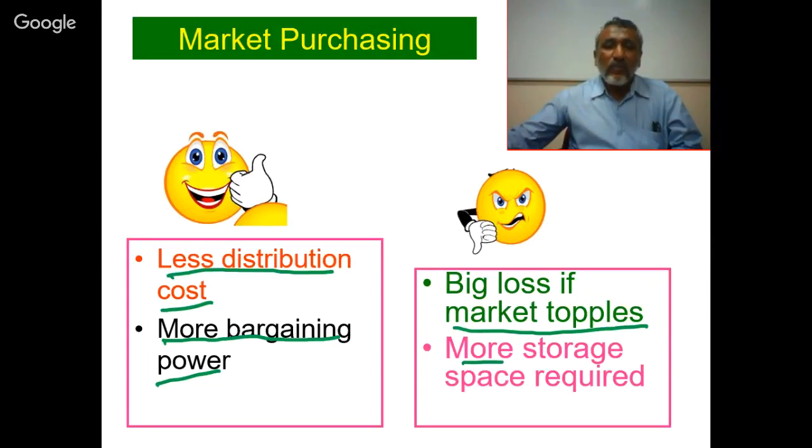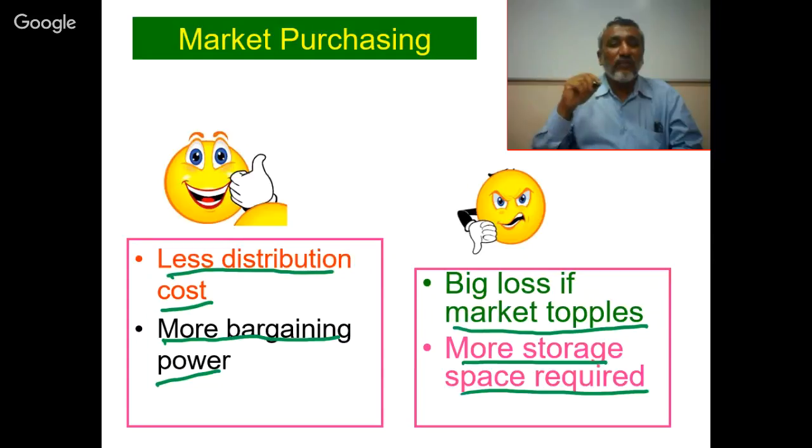Also, we need more storage space and better storage facilities for storing huge quantities of materials. When we buy in huge quantity, there are chances of spoilage of the materials. There are chances of deterioration of the materials. These things are to be avoided by efficient storing. For that, we will need more storage space, and also it will involve more storage cost.